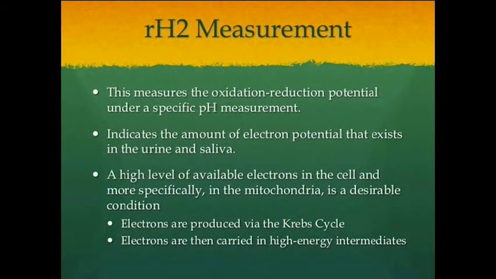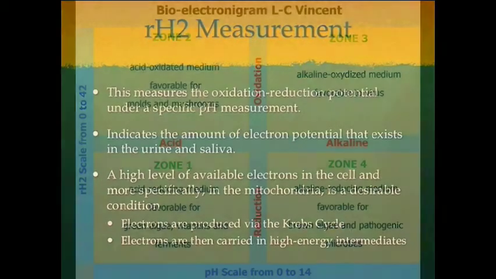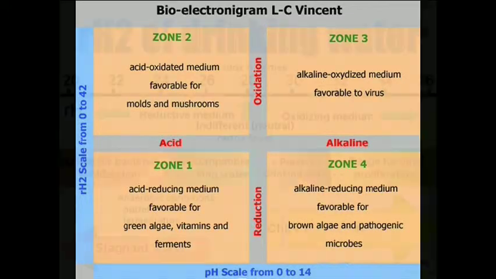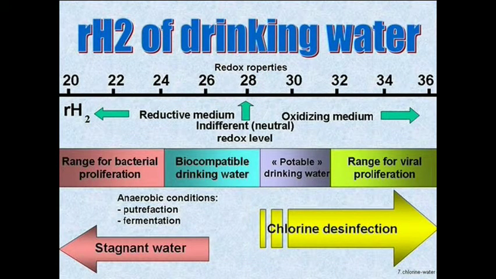The redox potential, rH2, of a substance is a measurement that determines the amount of available electrons it contains. This tells you its vitality or energy potential. The scale used in the measurement goes from 0 to 42. Values above 28 are considered oxidizing, below 28 reducing. Water, optimal for health, should have an rH2 value of between 24 and 28, slightly on the reducing side.